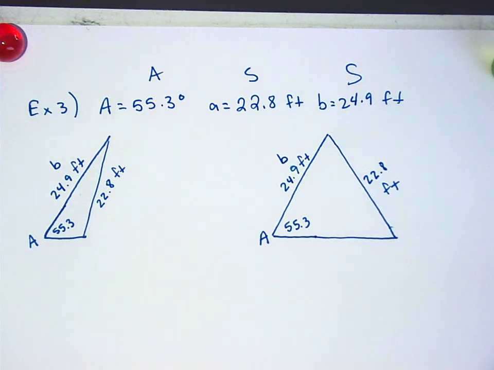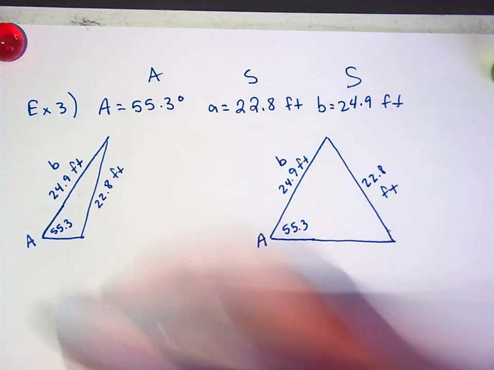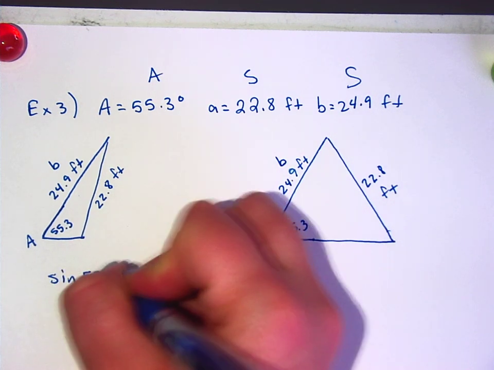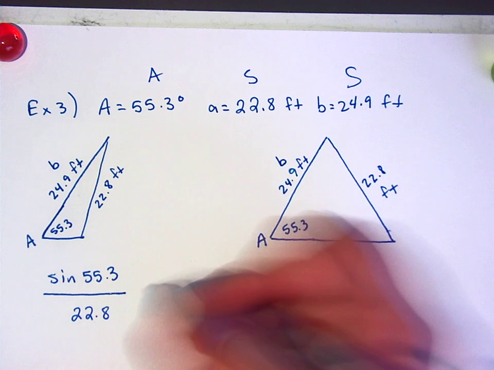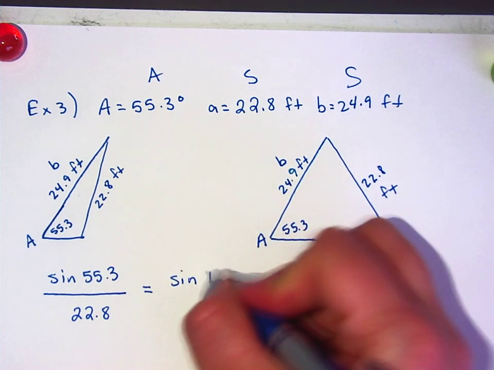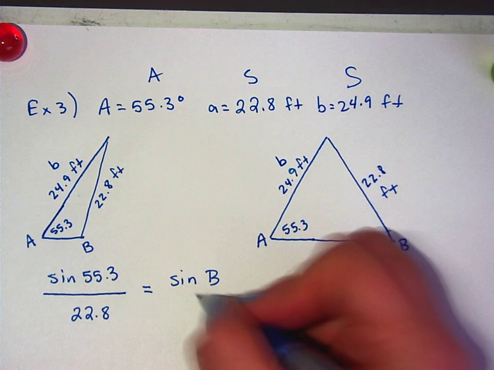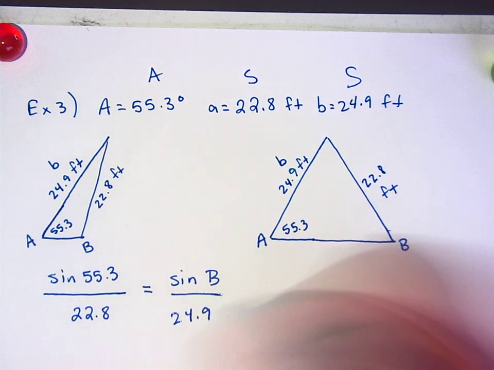Okay. All right, so now we've got to figure out how to do the two different angles. So we've got 180 minus 55.3, and then how did they get 63.9? Okay, so let's start by figuring out the sine of this one. So I'm going to write the sine of 55.3 over 22.8. Everybody following me so far? Equals the sine of B, whatever that is, over 24.9.